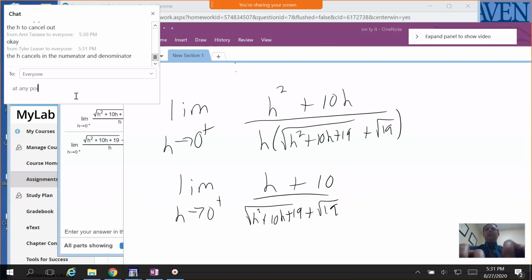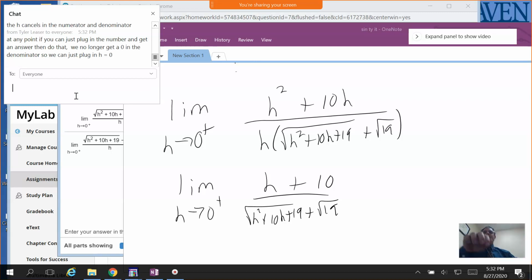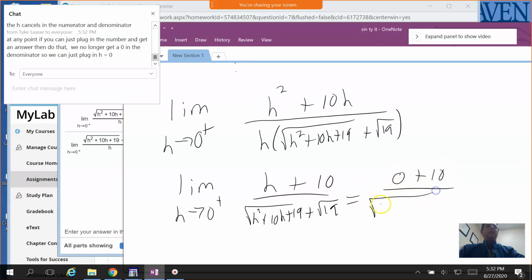At any point, if you can just plug in the number and get an answer, then do that. We no longer get a 0 in the denominator, so we can just plug in h equal to 0. That is going to give us 0 plus 10 in the numerator divided by the square root of 0 plus 0 plus 19 plus the square root of 19.